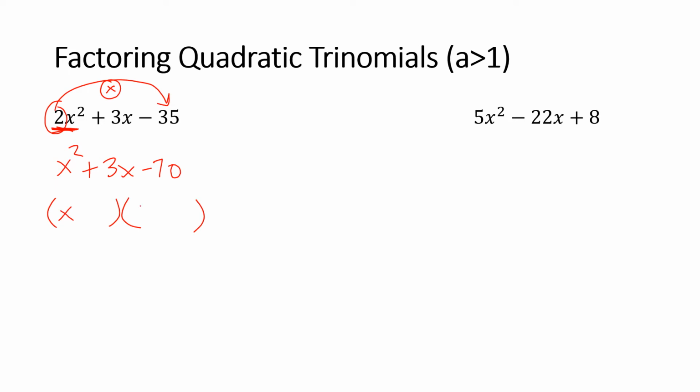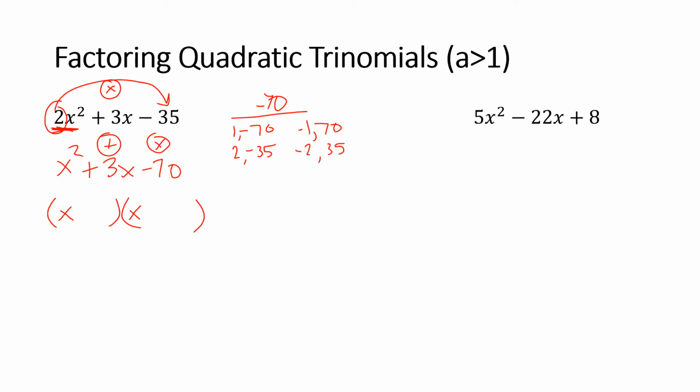So we would start with x times x, and then we're going to ask ourselves what multiplies to negative 70 and adds up to positive 3. So we can make a list of everything that multiplies together to give us negative 70. There's 1 and negative 70, or negative 1 and positive 70. There's 2 and negative 35, or negative 2 and positive 35.